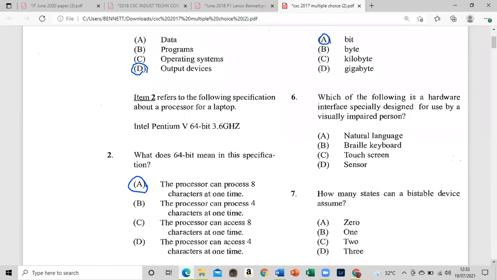Which of the following is a hardware interface specifically designed for use by a visually impaired person? Is it A, natural language? B, braille keyboard? Or C, touchscreen?